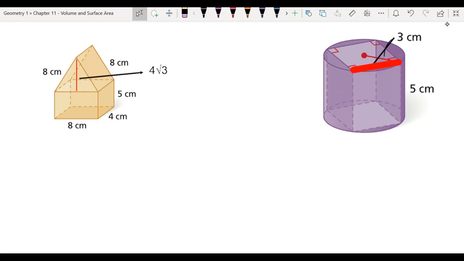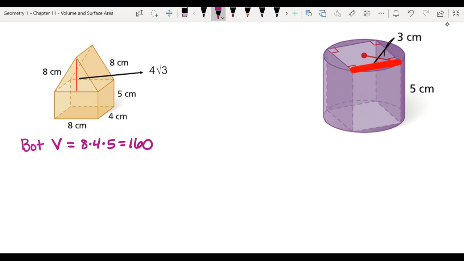So we're going to start with this one. I'm going to find the volume of the bottom first. Okay? So remember, it's area of the base times the height of the prism. So the base of this would be 4 times 8, or 8 times 4, it doesn't matter. And then the height of it is 5. So it's going to be 8 times 4 times 5, which is 160. Okay, so that's the volume of the bottom rectangular prism.